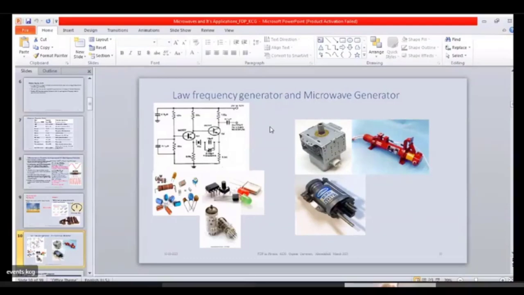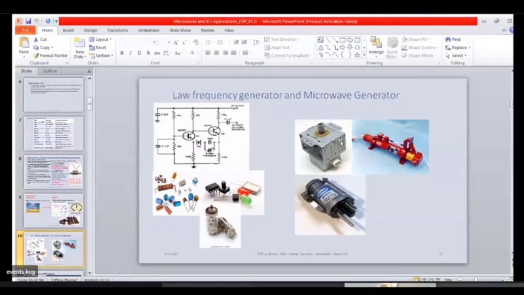But if we enter into the gigahertz range or microwave range, this type of circuits becomes useless. You cannot use this type of circuits for generation of the microwaves, right? We have to go for special type of devices. And many types of devices are there. Microwave generators are there. Here I have shown some pictures of some widely used devices.